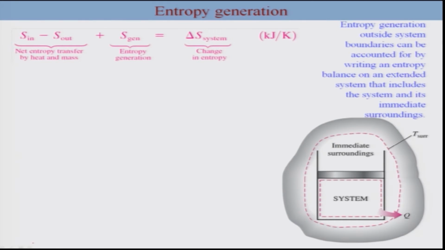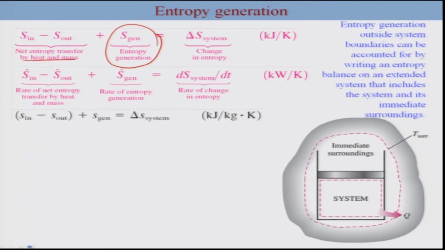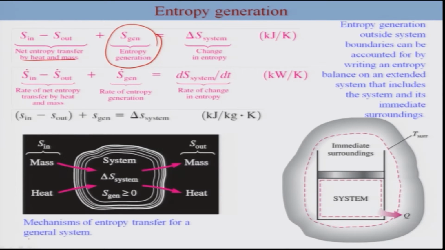Now you can summarize the entropy generation. You have S in and out, which is due to the entropy transfer by heat and mass, and then you have the entropy generation, and that will be your delta S system. You can write this in terms of a rate expression. Pictorially, S in is due to the mass and the heat. S out is of course also due to the mass out and the heat transfer from the system to the surroundings, and your delta S is greater than or less than 0.